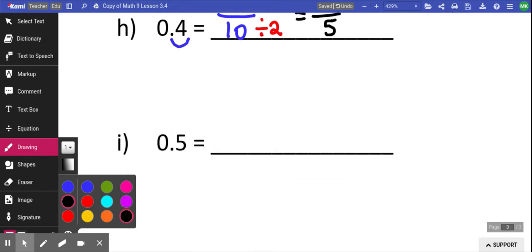0.5. 0.5 is one that probably people just have memorized. Right? It's 1 over 2. However, if you didn't know that, you move the decimal 1 over, you now have 5 over 10. Both of those divide by 5. You have an answer of 1 over 2.